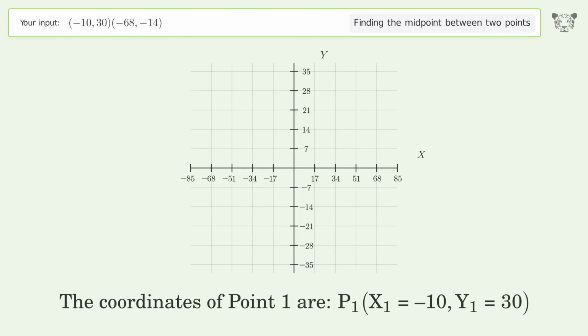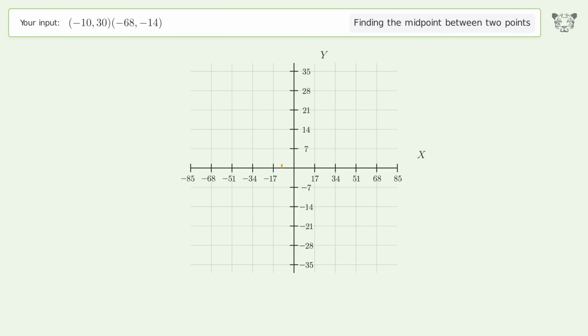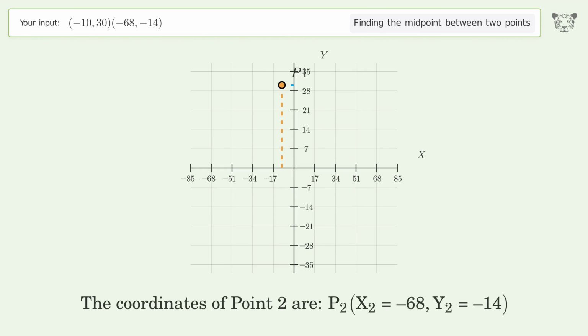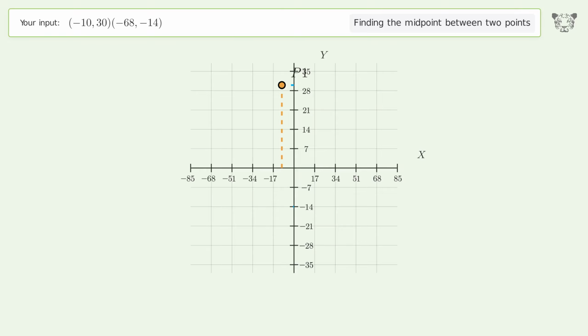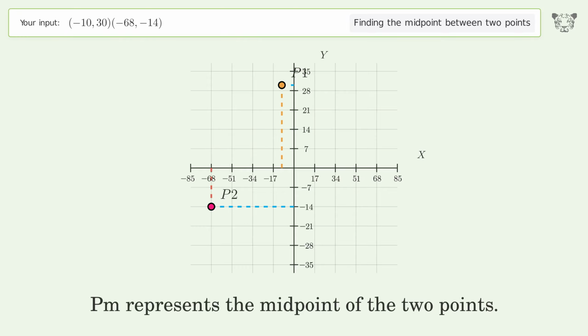The coordinates of point 1 are x1 equals -10, y1 equals 30. The coordinates of point 2 are x2 equals -68, y2 equals -14. PM represents the midpoint of the 2 points.